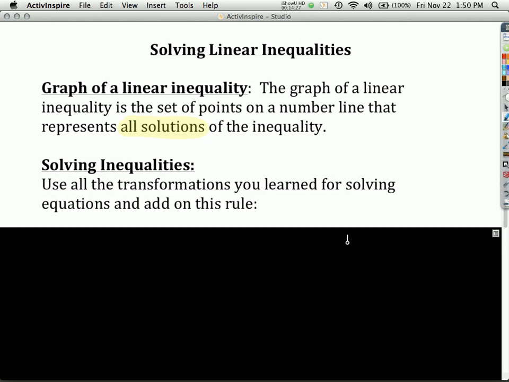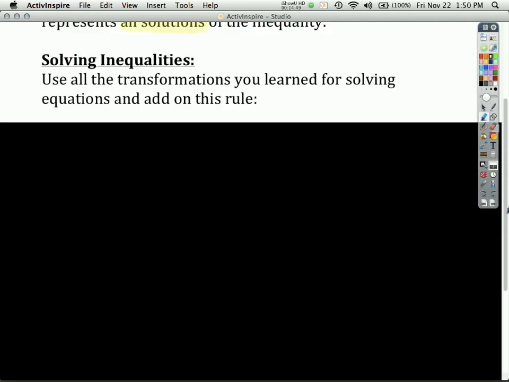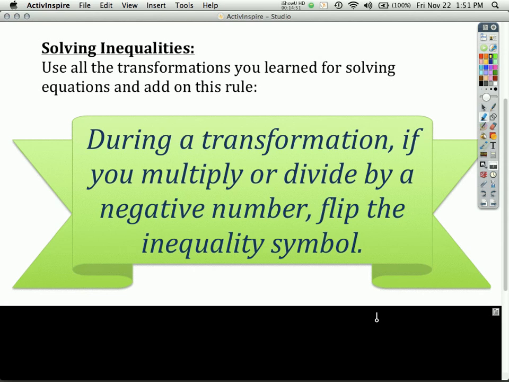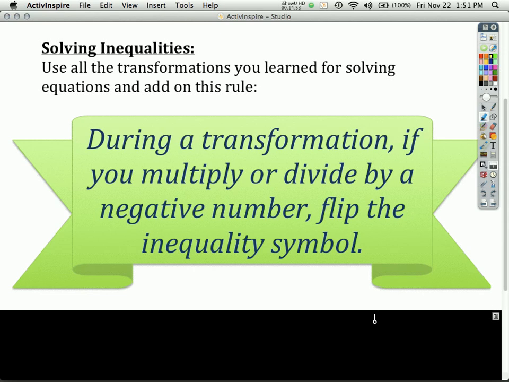Solving inequalities. You solve inequalities the exact same way you solve equations. All of the skills that you perfected for the first 3 chapters in my class are all going to be used today with one extra detail. Here is the extra detail. During a transformation, if you multiply or divide by a negative number at any point, you flip the inequality symbol.